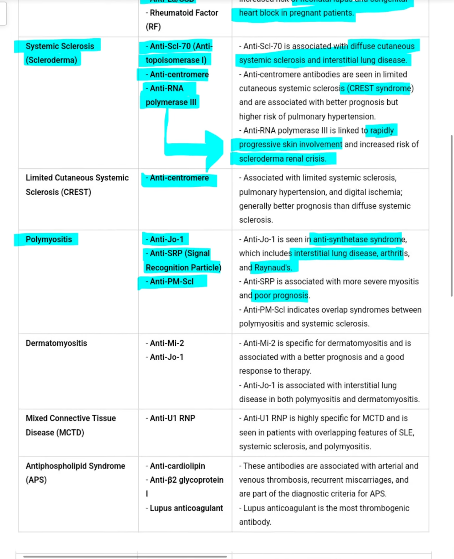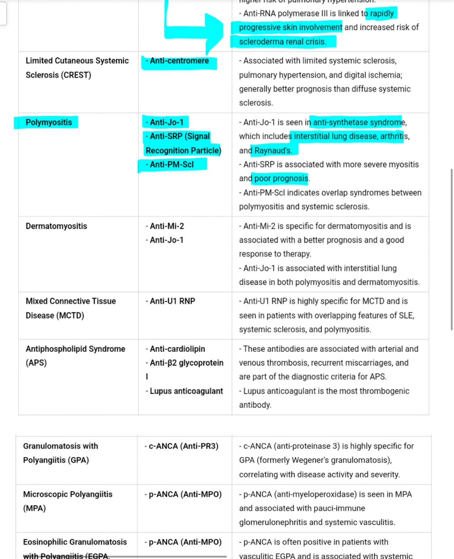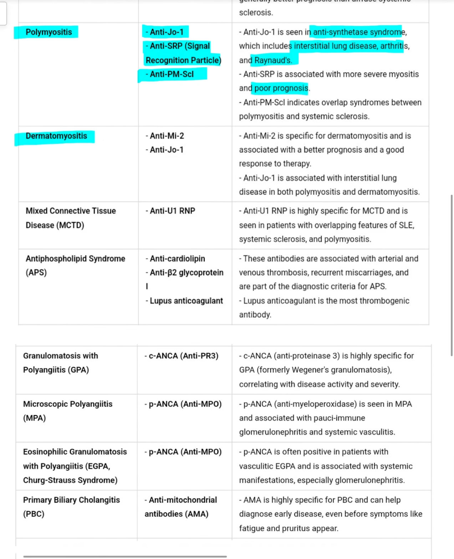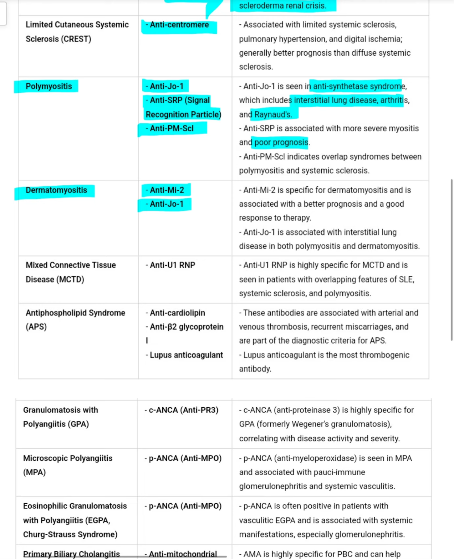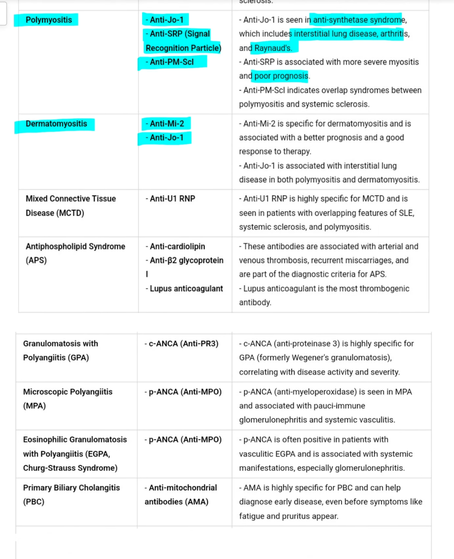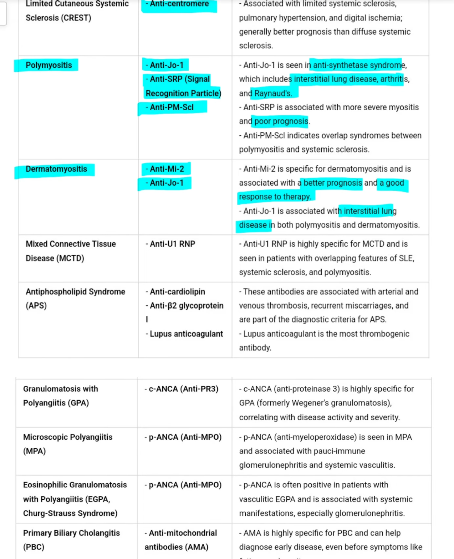Now next is dermatomyositis. What all antibodies are we getting here? Anti-Mi2 and anti-Jo1. Anti-Mi2 is specific for dermatomyositis, whereas anti-Jo1, as we saw, is also present in polymyositis. Anti-Mi2 is associated with better prognosis and good response to therapy, whereas anti-Jo1 is associated with interstitial lung disease in both polymyositis and dermatomyositis.